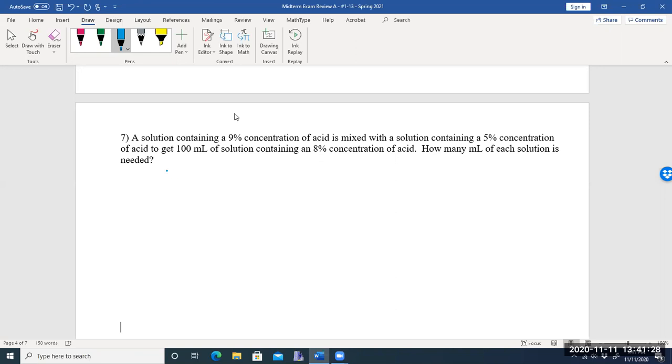So I'm going to let X be the amount of the 9% bottle that we're going to use. And I'm going to let Y be the amount of the 5%, because those are the 2 bottles that we have. The 8% does not appear as one of our variables. That's what we want. We don't have a bottle of 8%. We just have a 9% bottle and a 5% bottle.